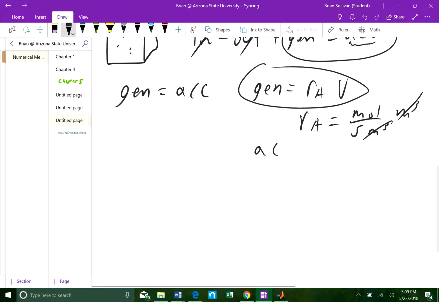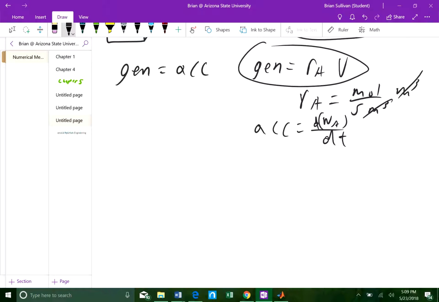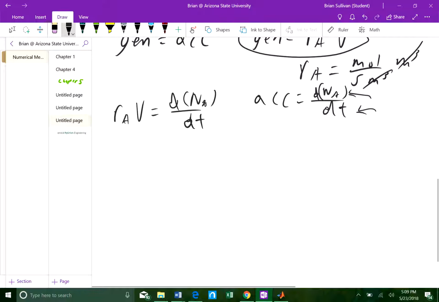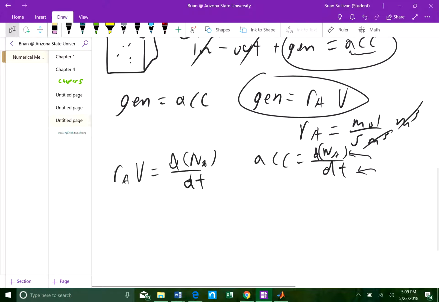Now for accumulation, this is where you're going to get your differentials in there. It's going to be the change in the amount of A, which is NA, dNA over dt. So that's what you're going to plug in because it's a change in A over change in time. Now, let's put everything in. RA times V is going to be equal to dNA over dt. So this is what you got. Can we solve that, right? Well, you can't do anything until you substitute in what you got for RA.